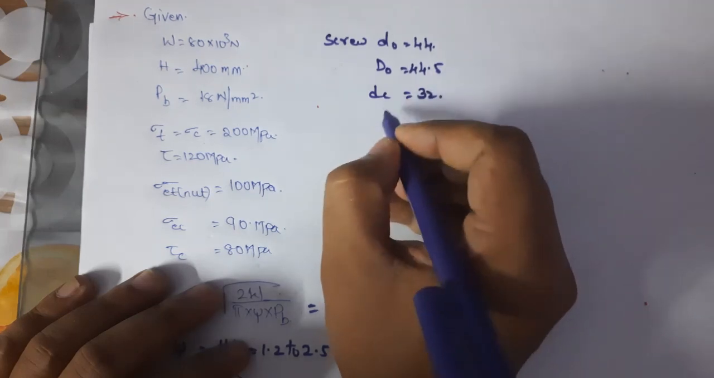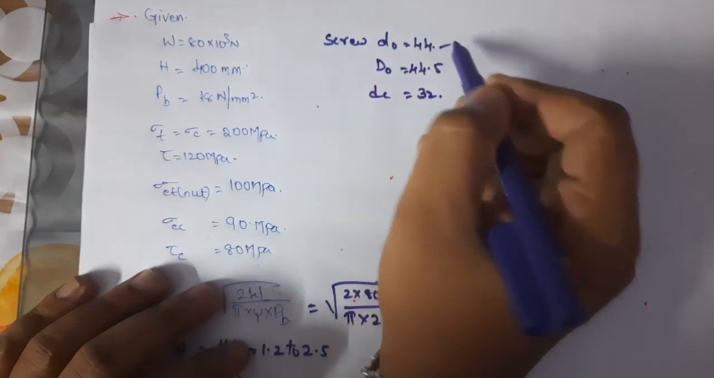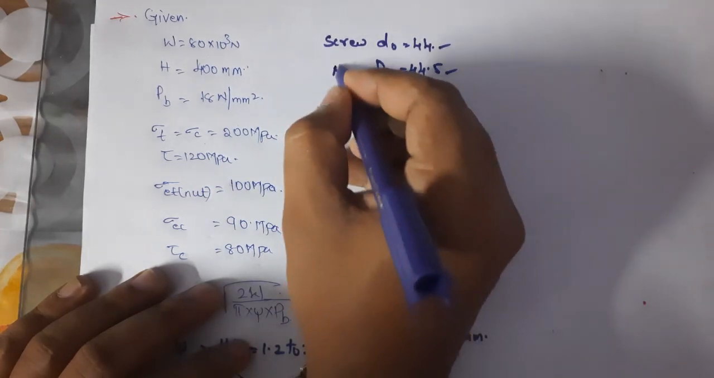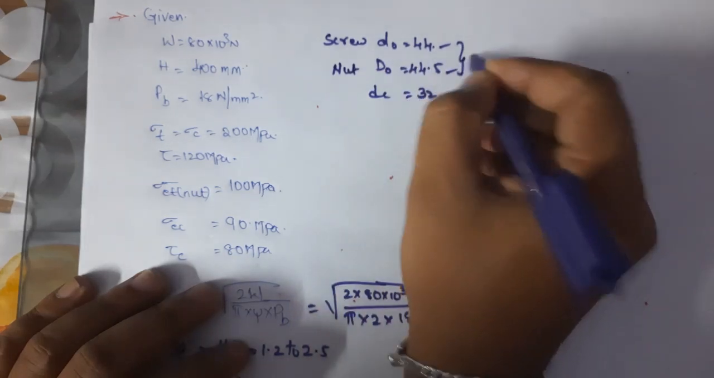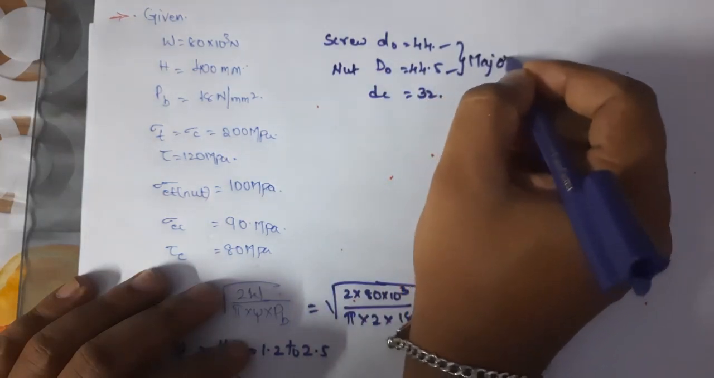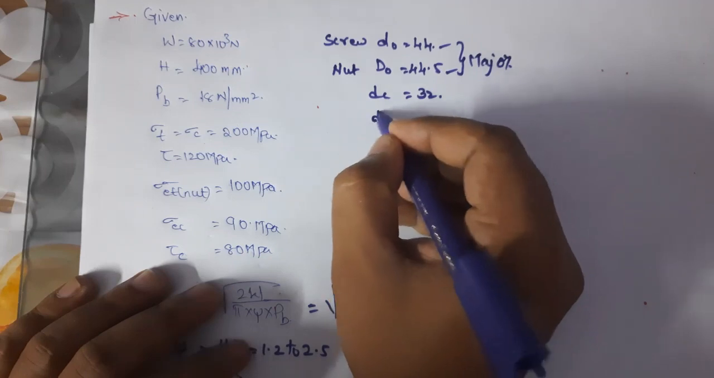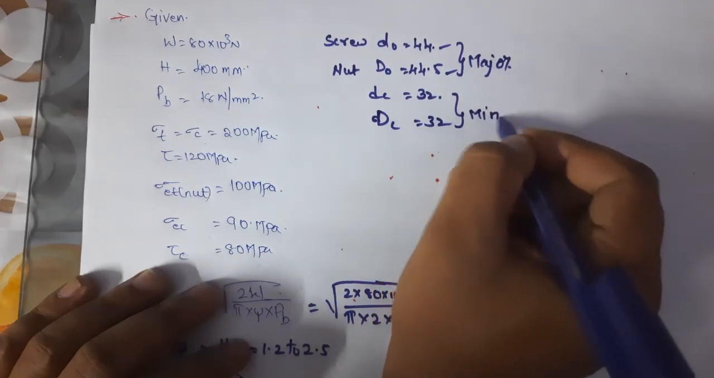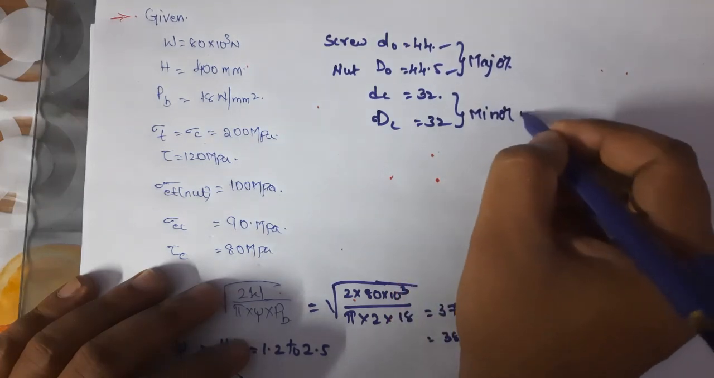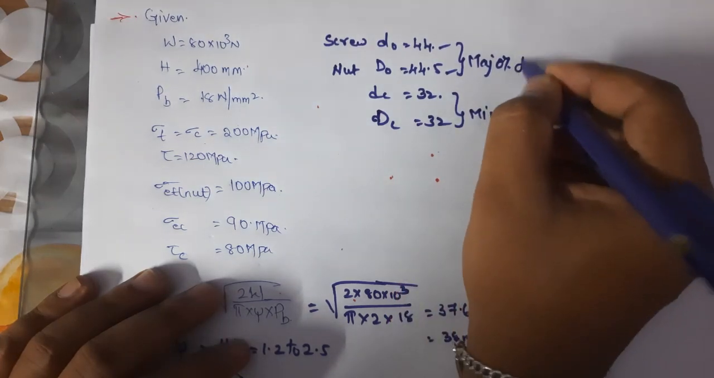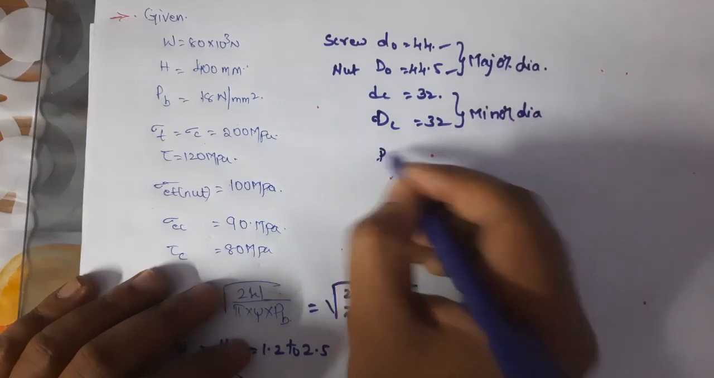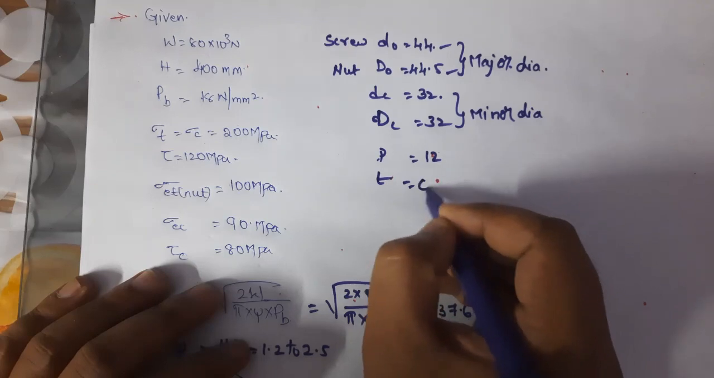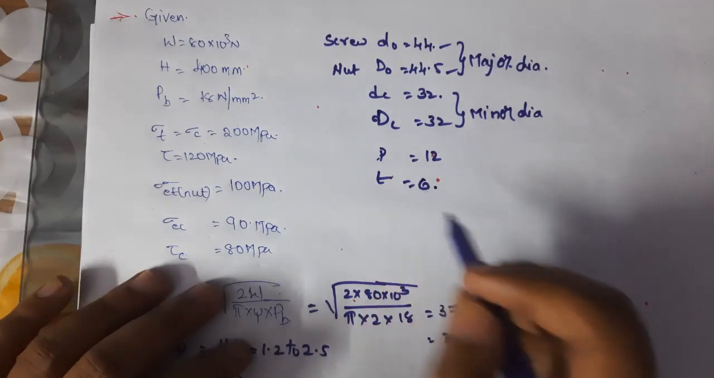So major diameter of screw will be 44, major diameter of nut will be 44.5. Minor diameter of screw and nut will be both same. Pitch value will be 12, thickness value will be 6. So these are the values that we are having.